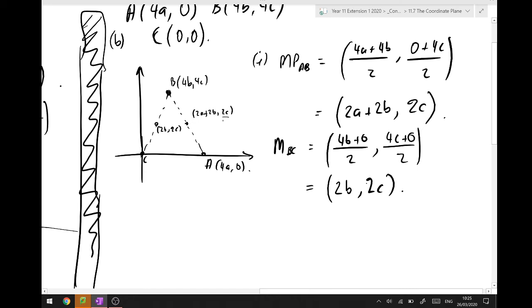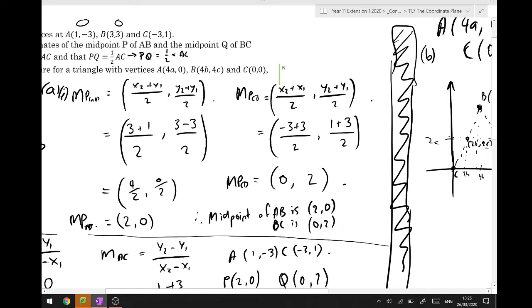Okay, and so if we have a look, the y values are the same. So that means that these both have to be the same height up along here, because they both have to be at 2c. It's just that the difference between them, if this one's at 2b, which is half of the distance from 4b here, so here's 4b, so 2b is here, and then this one is 2a plus 2b. So this is an extra 2a, plus the 2b on top. Anyway, so those are the two midpoints.